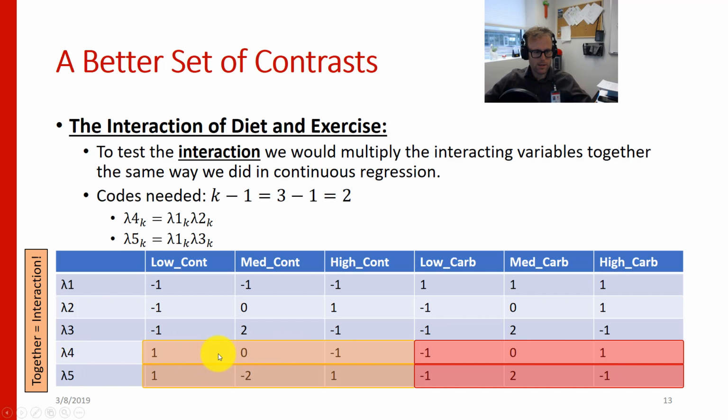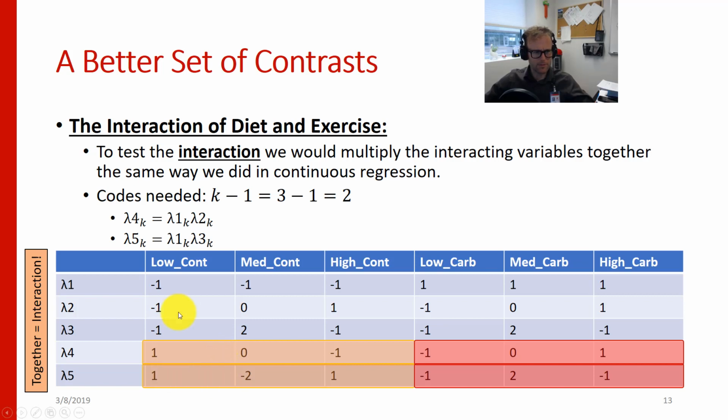So now lambda 4 is still a contrast, but you'll notice that when we have the control group, low exercise is coded as 1, high exercise is coded as negative 1. Whereas when we have the carbohydrate group, low exercise is coded as negative 1 and high exercise is coded as positive 1. So if we've built these contrasts correctly, what this interaction term is going to allow us to test is how the effect of exercise changes whether we're in the control group or if we're in the carbohydrate group, because now the variables are being represented opposite to their values in the previous contrast.